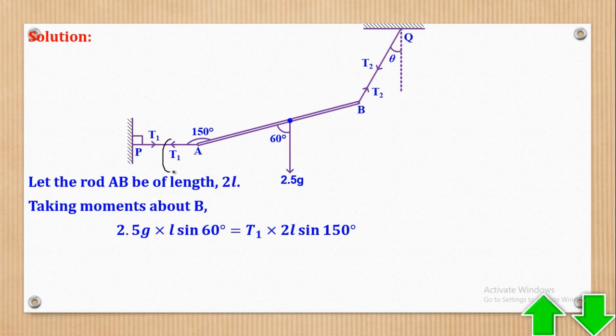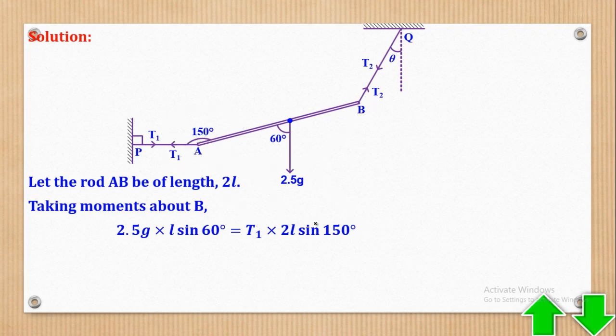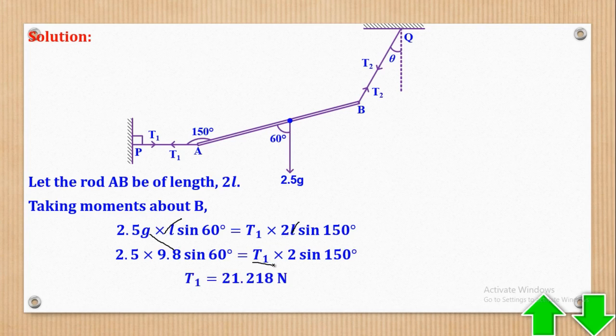Then also take moments for this one. So the force originates from this point, and because this is the pivot, the distance from the pivot up to where the force originates from is 2L. That's why you see here 2L. The force is T1, and the angle between the force and the rod is 150. That's why you see sine 150. So when next you substitute for G, and also realize that L cancels, then from there T1 will be the only unknown, and T1 will be equal to 21.218 newtons. So we have been able to get the tension in string AP.